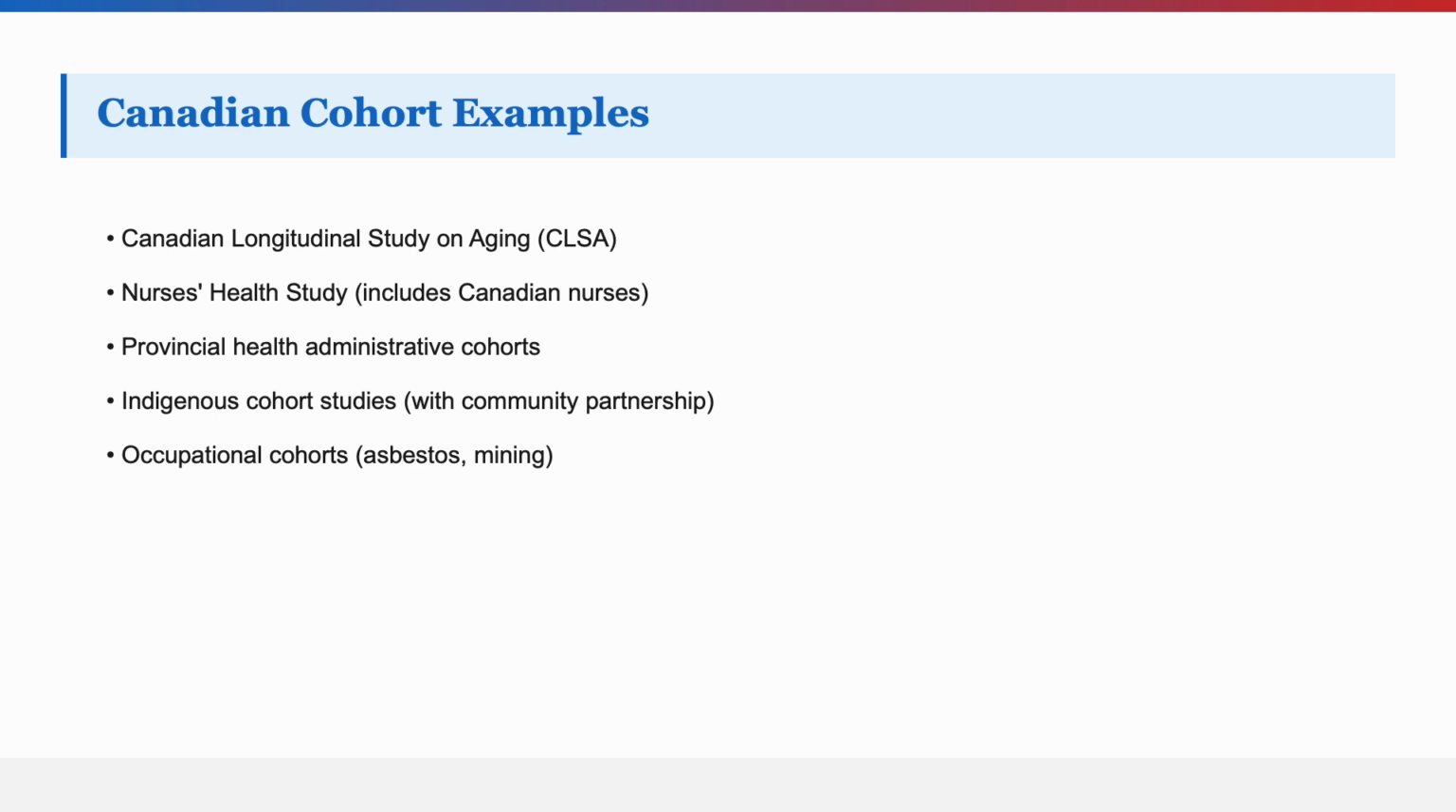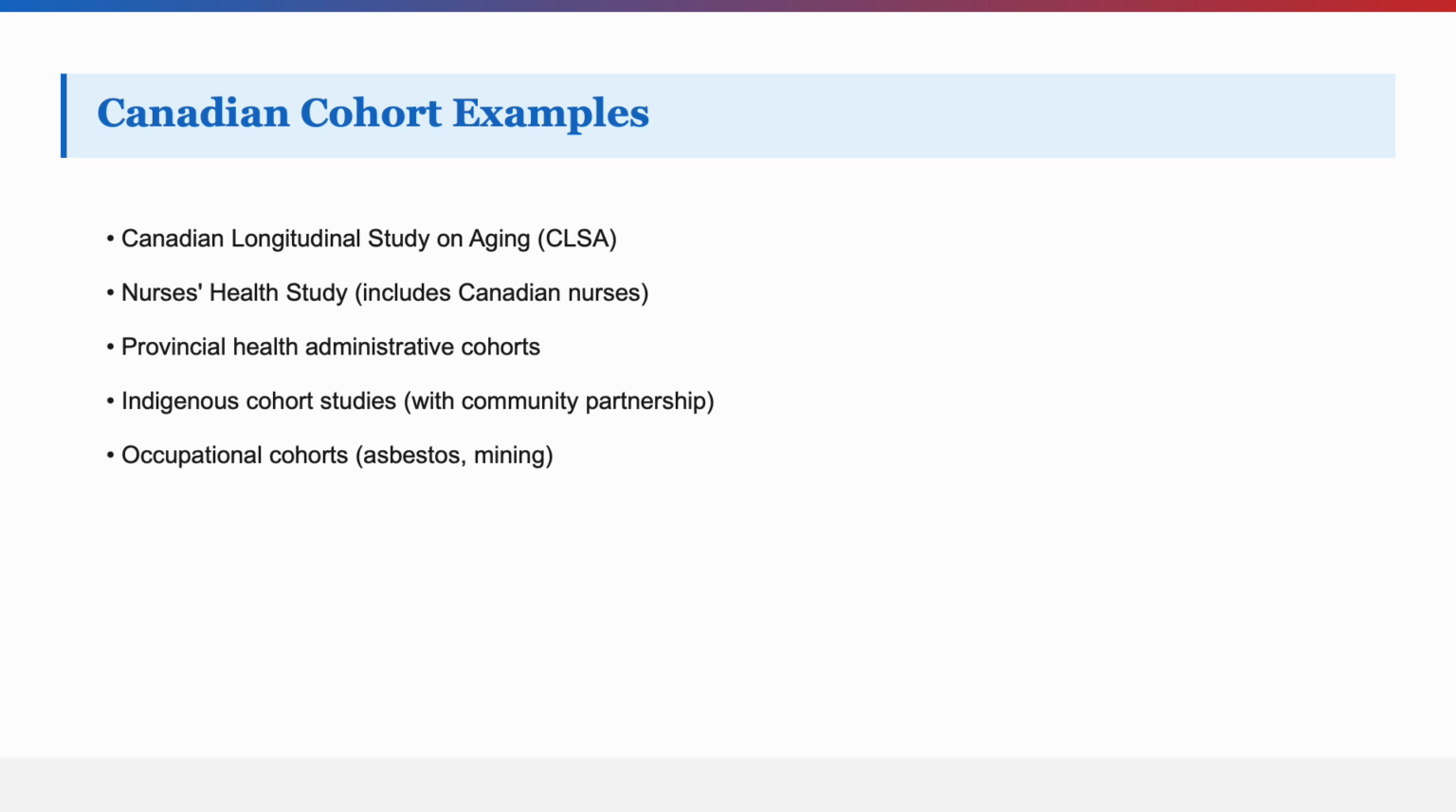Indigenous cohort studies are emerging with appropriate community partnership and governance. The First Nations Regional Health Survey provides longitudinal data on Indigenous health determinants. These studies must follow OCAP principles. Historical occupational cohorts have studied workers exposed to asbestos, silica, and radiation. These retrospective studies documented the health effects that led to workplace safety regulations.